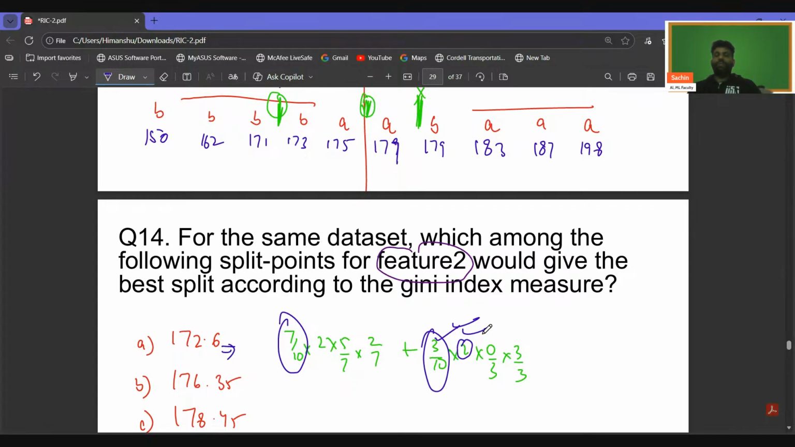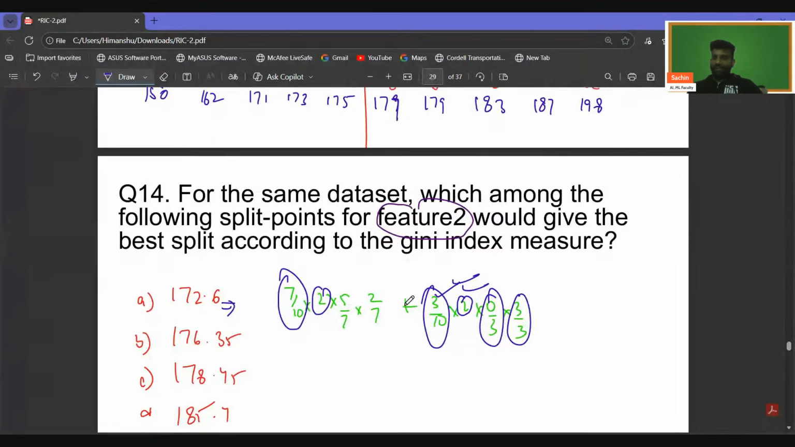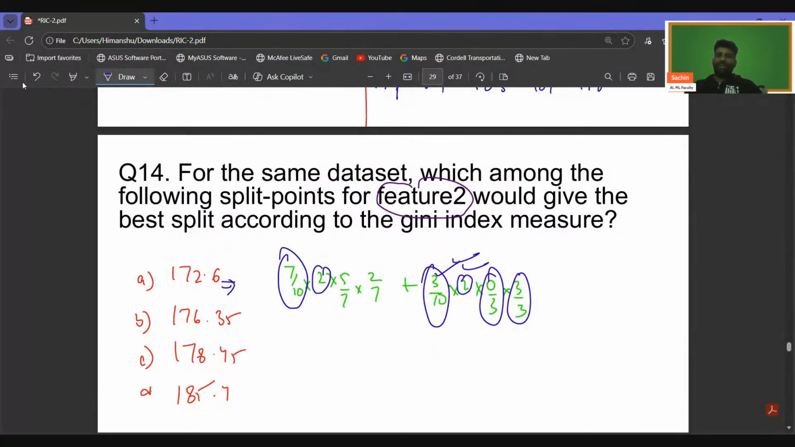If I talk about the class label here and there, out of 3, 0 wrong. Out of 3, all were correct. Something like this we have. And what exactly is this 2 telling me over here? Any idea? If you know the formula for the Gini index, I guess I'm also somewhere missing out.